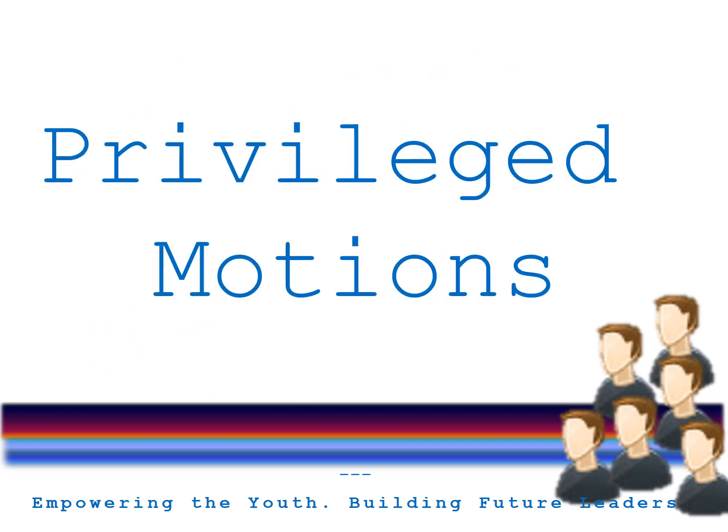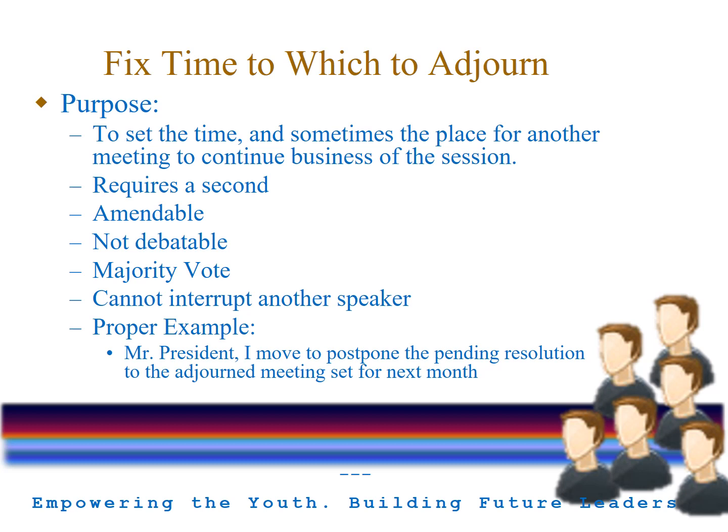Aside from the subsidiary motions, of course, we also have privileged motions, or motions of privilege. We have here fixed time to which to adjourn, which is purposely to set the time and sometimes the place for another meeting to continue business of the session, especially if the session would be time consuming, which could be until midnight, for example. This requires a second. This is amendable, not debatable.